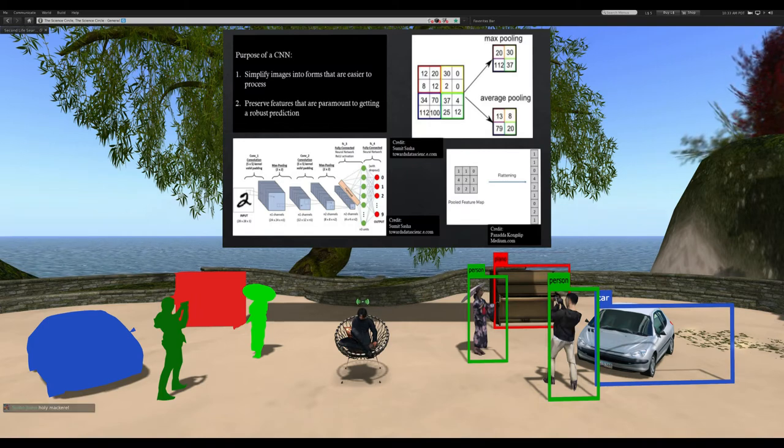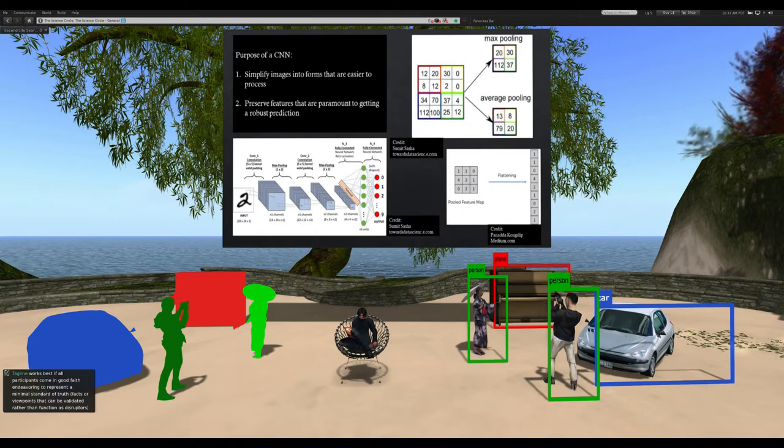So one of the ways the CNN deals with it is, along with the convolutional layers, after every convolution you get the matrix result. And what happens is you then apply something called pooling. Pooling serves to reduce the size of a matrix while preserving the features as much as possible.